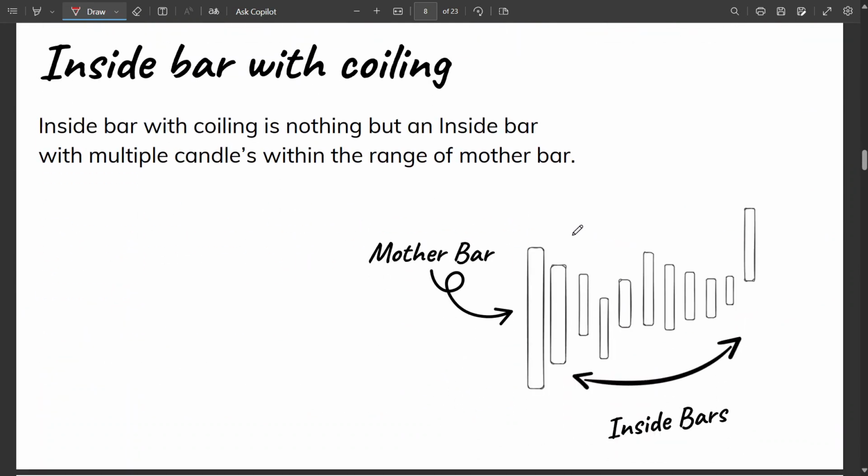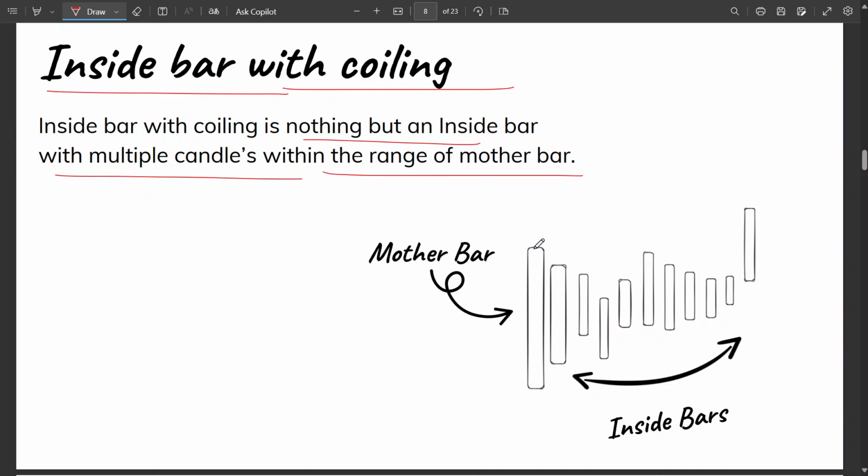And the third one, which is my favorite, is an inside bar with coiling. This is a fancy term, but you can call it a contraction. An inside bar with coiling is nothing but an inside bar with multiple candles within the range of the mother bar. This is the mother bar, which is the larger candle, and then we have lots of small candles within the range of that one larger candle, and then there's a breakout. So this is an inside bar with coiling.